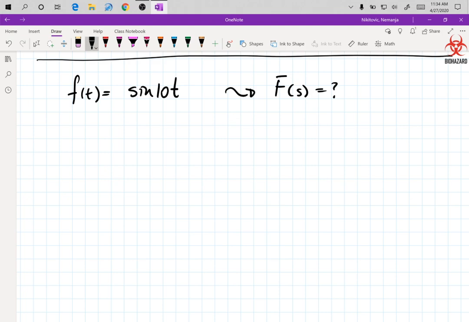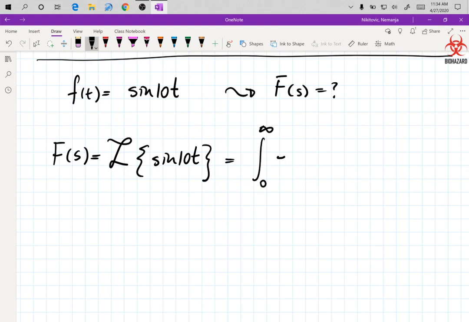All right, so what do I have? I have F of s will be the Laplace transform of sine 10t. Oops, gotta be a curly bracket at the end. There we go. And that's going to be our integral from 0 to infinity of e to the negative st times sine 10t dt. So now those of you that are cursing because you already know that this is the double integration by parts problem, yes, this is the double integration by parts problem.